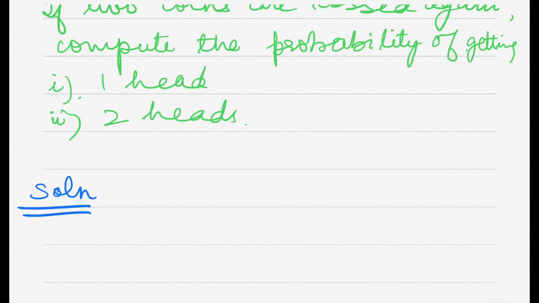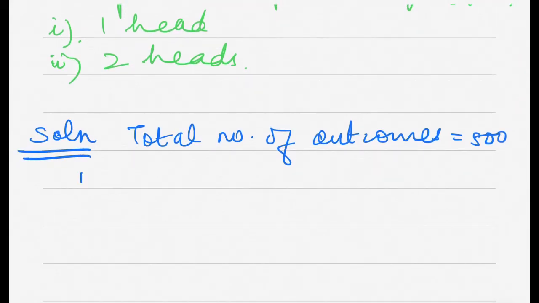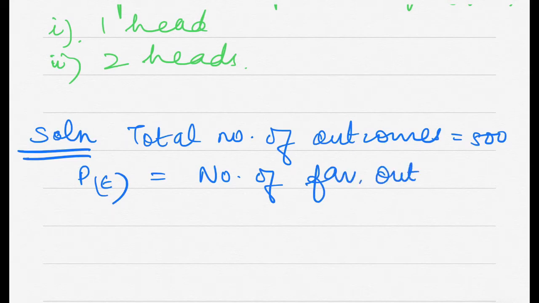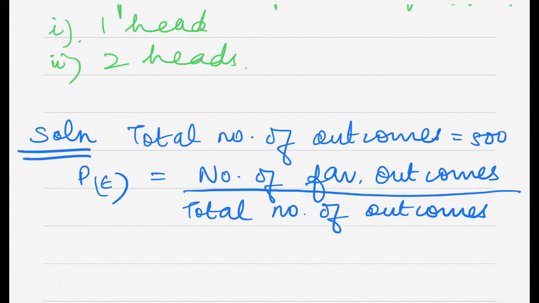Now we'll move to the solution. The total number of outcomes in this question is 500, and we have 2 parts. So first I'll write down the formula, so I don't have to write it for each part. The probability of an event is equal to the number of favorable outcomes by the total number of outcomes.